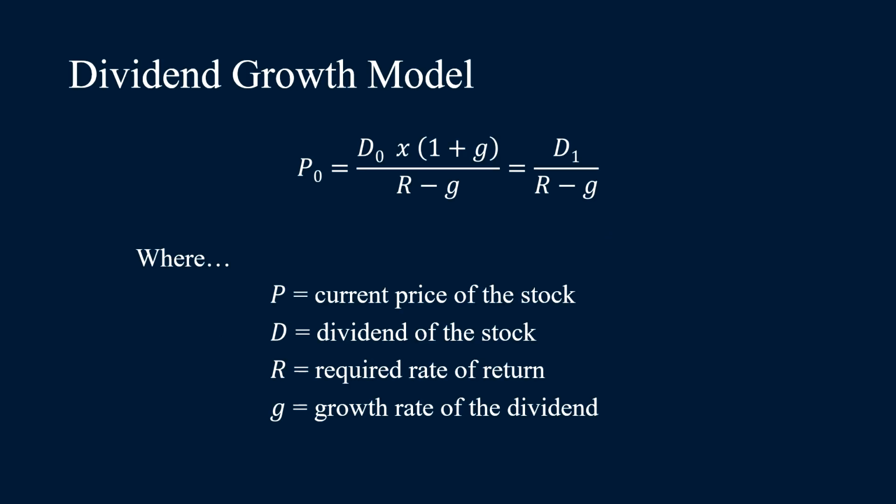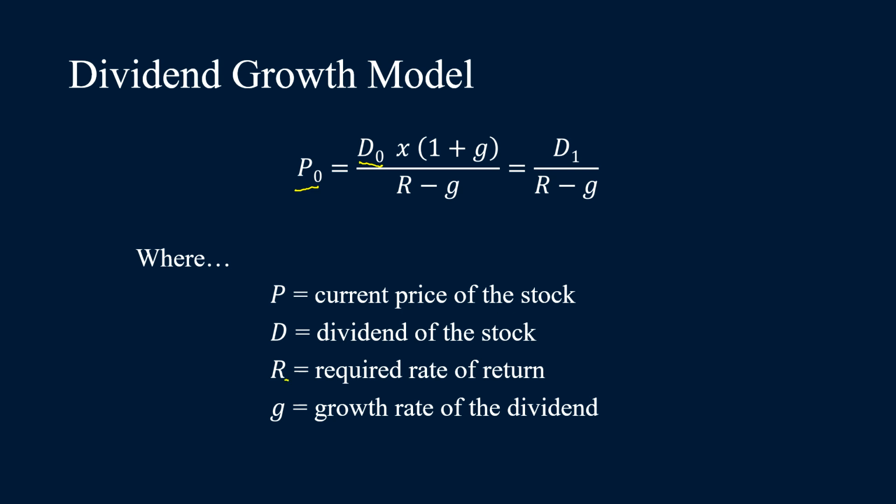Okay, so here we have our dividend growth model. This is our formula, and we have P, which equals the current price of the stock. So that would be the current price as it should be today. We have D, which is the dividend of the stock. So we have D0, which would be the dividend today.